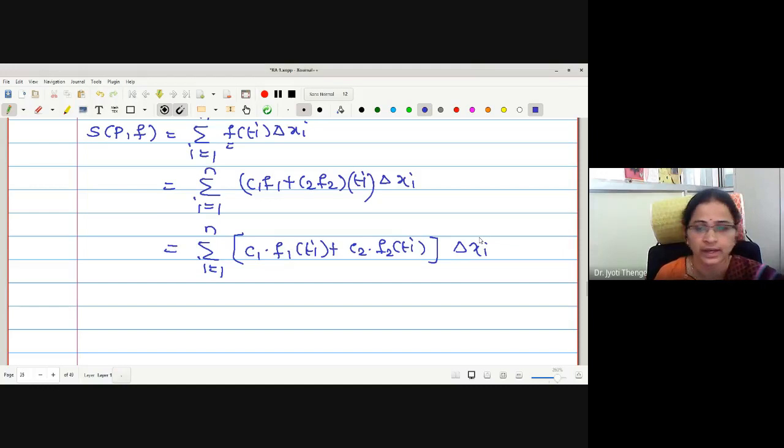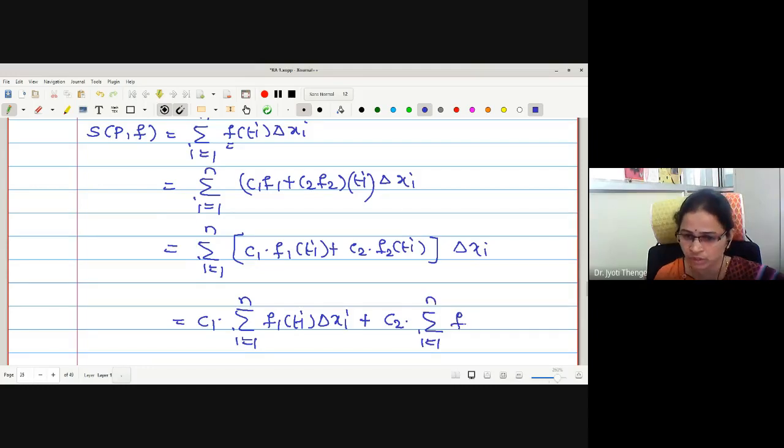Now let me separate the sum over the two terms. Taking C1 common as it is independent of i, this is C1 summation i equals 1 to n. No doubt, you should not forget to multiply by delta xi. This is F1 Ti into delta xi, added with C2 times summation i equals 1 to n F2 Ti into delta xi.